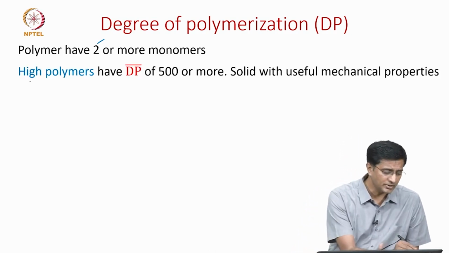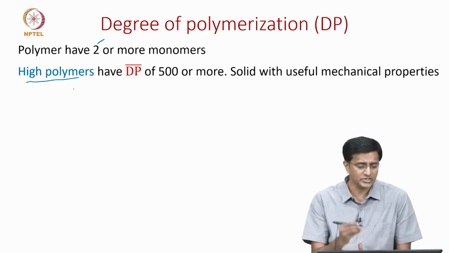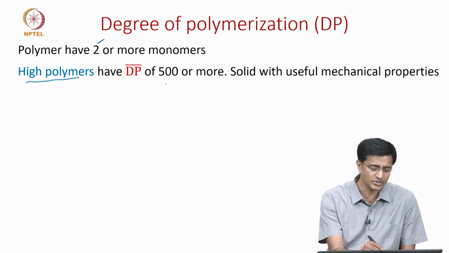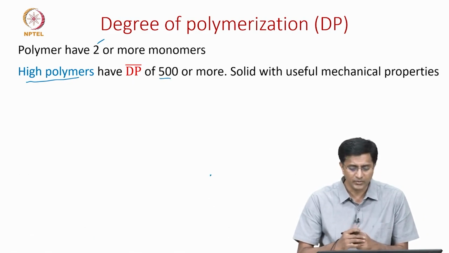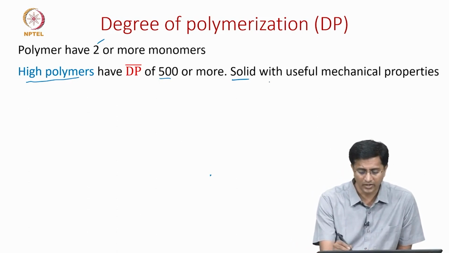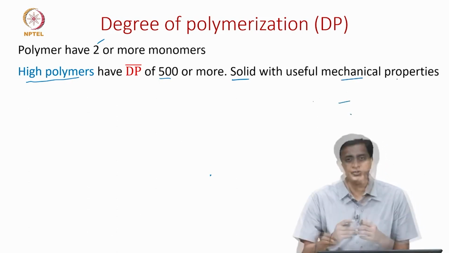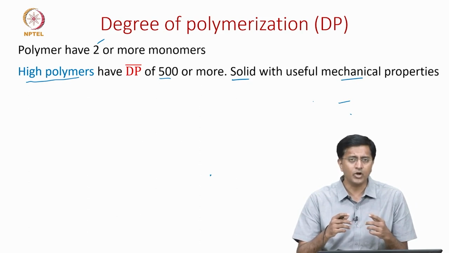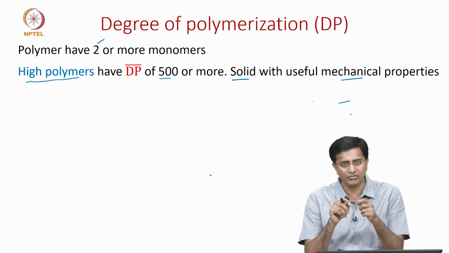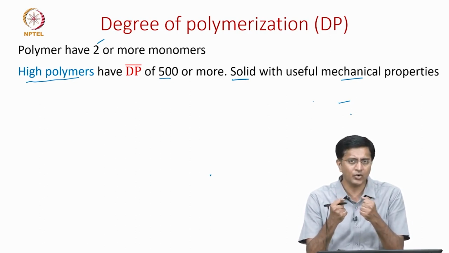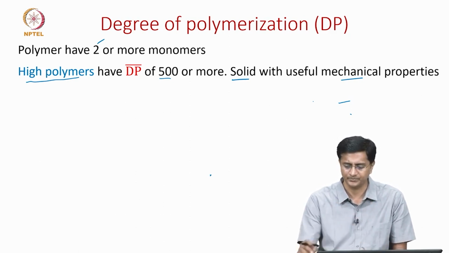Typically we are interested in these high polymers. What are high polymers? These are polymers with an average degree of polymerization of 500 or more. The reason why we look at these high polymers is because then we get solids which have useful mechanical properties. Why does this happen? Because if the polymer lengths are very small, usually what happens is they slide against each other, or with a very small force the secondary bonds holding these small molecules slide against each other, and then they do not have this solid-like behavior, or the mechanical properties are weak.